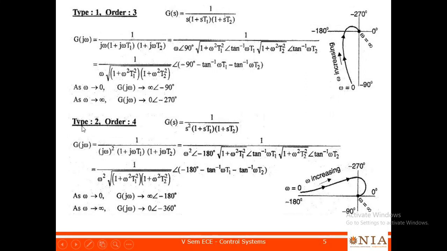This is another transfer function with order 4 and type 2. When it is of type 2, it should start in this quadrant and end in this quadrant.